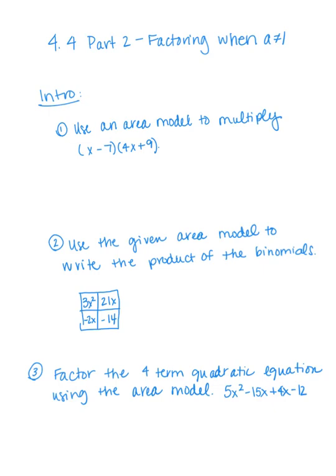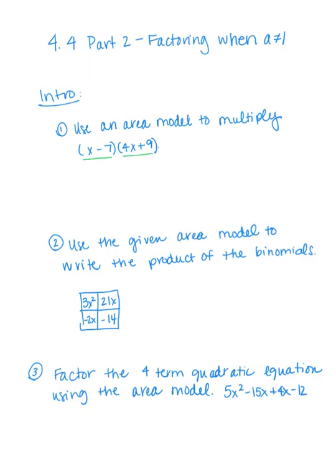So before we get into factoring when A is not equal to 1, we really need to make sure that we understand the area model that we've been using to multiply two binomials. Remember that a binomial is a two-term polynomial. Okay, so x minus 7 is a binomial, and 4x plus 9 is a binomial.